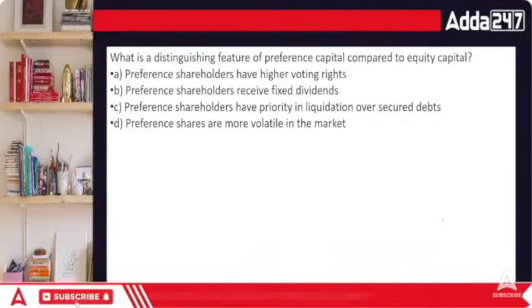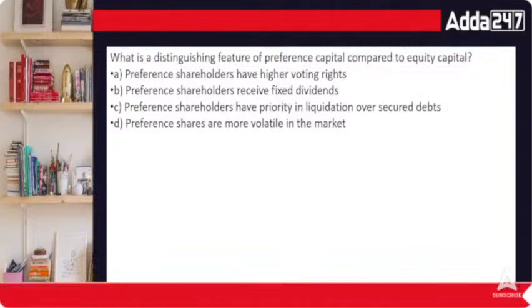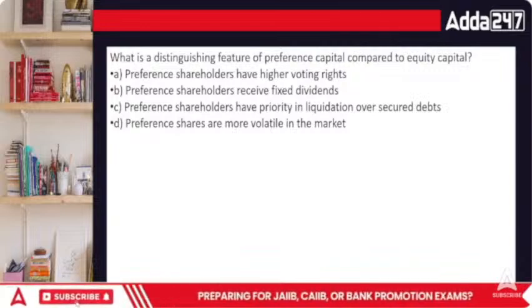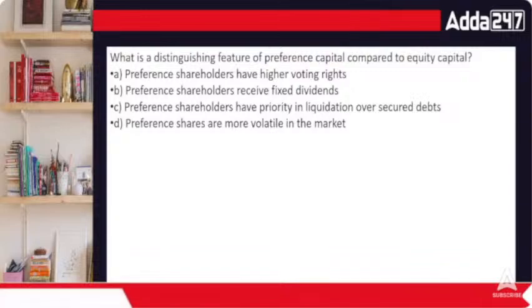Let's look at the next part. What is the distinguishing feature of preference share compared to equity? Preference shares are the spoiled brats of the organization. They are paid first while equity is paid last. Think about it in terms of the organization. The risk takers are ultimately equity. Whatever is left goes to equity. They live on leftovers.